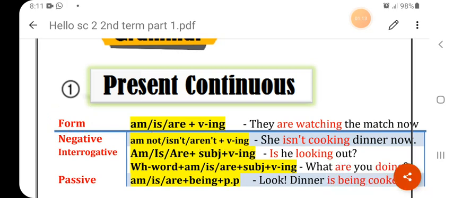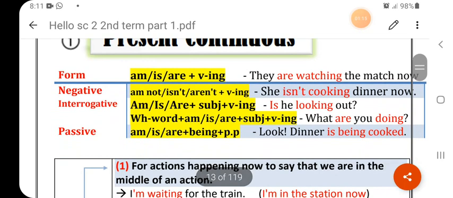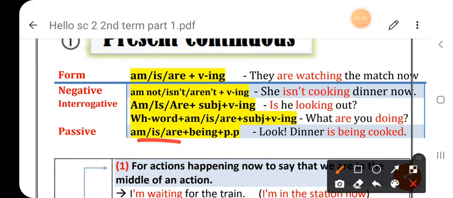But if I want to make passive, how can I make passive in the present continuous? Again, am, is, or are is already your fixed part. Got it? So we will add what after that? Yes, the fixed part is being, then the past participle. Of course, present continuous, am, is, or are plus ing. So I will add being here in the middle in the passive form.